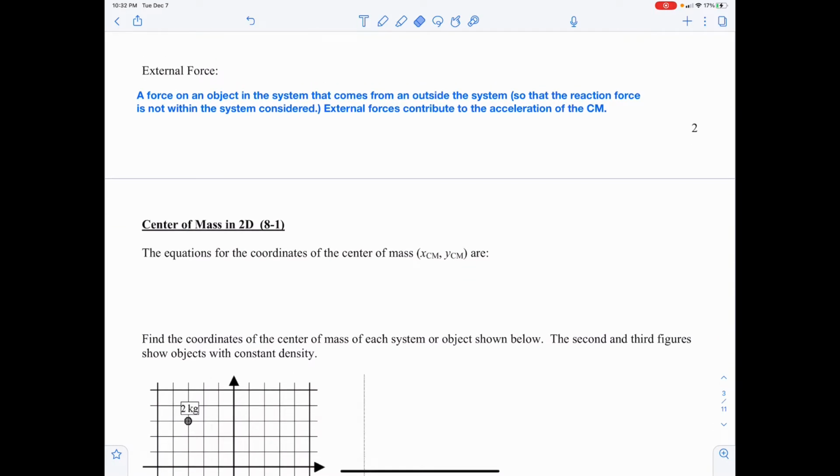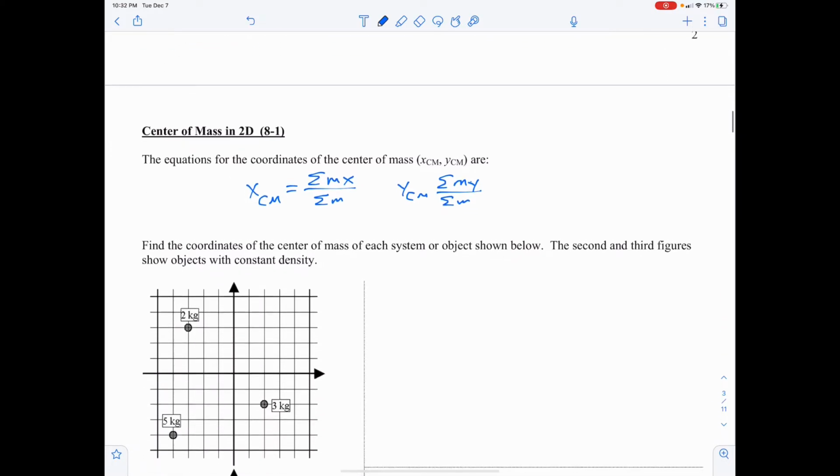Center of mass in 2D. Well, when we have center of mass in 2D, we're going to have center of mass coordinates x_cm and y_cm. We basically have x, y coordinates of the center of mass. Now, what we basically do is we apply the same equation in both directions. So it's the sum of your mass times x positions over the sum of your masses, and the y coordinate is exactly the same thing, but it's the sum of your mass times your y positions divided by the sum of your masses. Let's take a look at these few examples here.